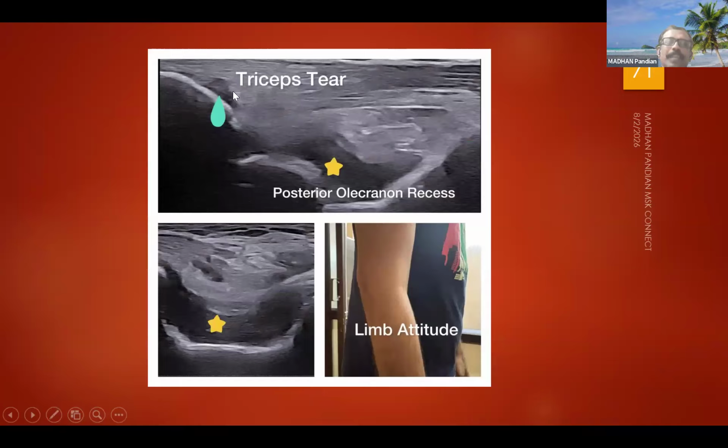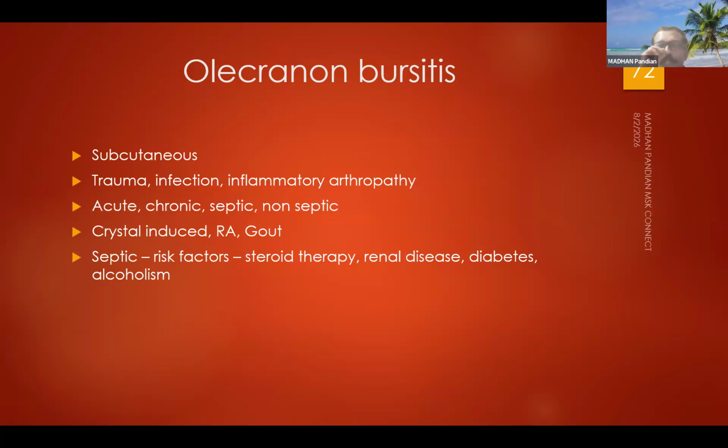There is a triceps tear and there is an effusion here. Posterior olecranon recess means effusion. I deferred doing any intervention here. I just gave a course of NSAIDs for 1 week and a lot of ice pack, and that was good enough for the triceps tear, followed by rehabilitation. And there could be a subcutaneous bursitis, olecranon bursitis, related to infection, trauma, inflammatory arthropathy, and it would be septic, sometimes related to infection.